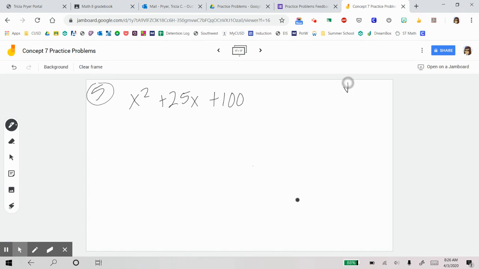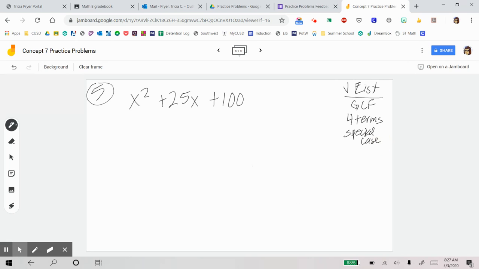Remember our checklist for factoring? First, is there a GCF we can factor out? No, there's no number in front of the x squared and there's no x with the 100. Okay, then the next thing, does it have 4 terms? In this case, it is a trinomial. It does not have 4 terms, so I can't just jump into the box. So then is it a special case?